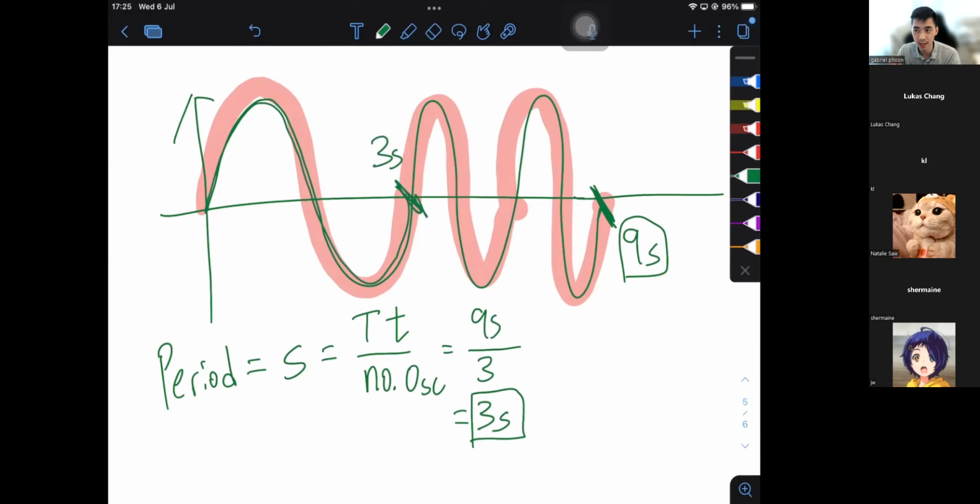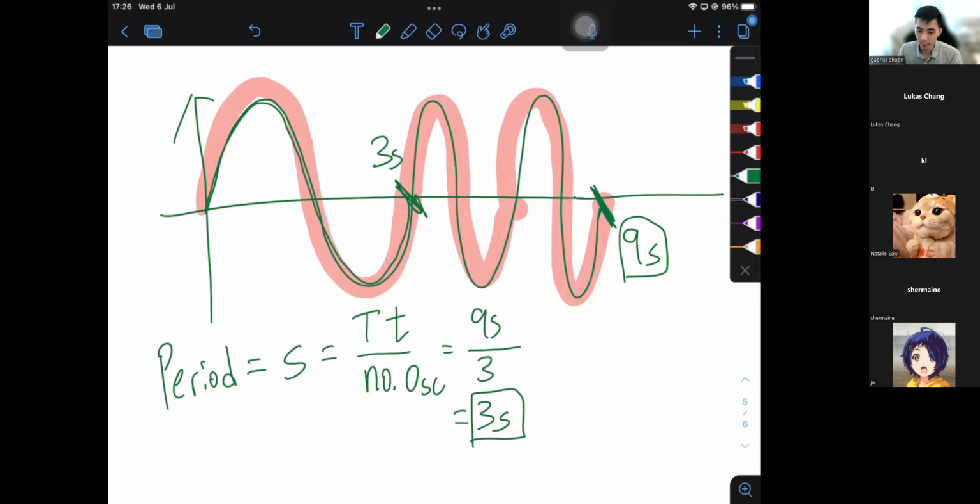So first things first, you must understand, the definition of period is the time taken to complete 1 oscillation. If it says that there are 3 oscillations completed in 9 seconds, to find the period, I'll need to find out how long it took for 1 oscillation to complete.